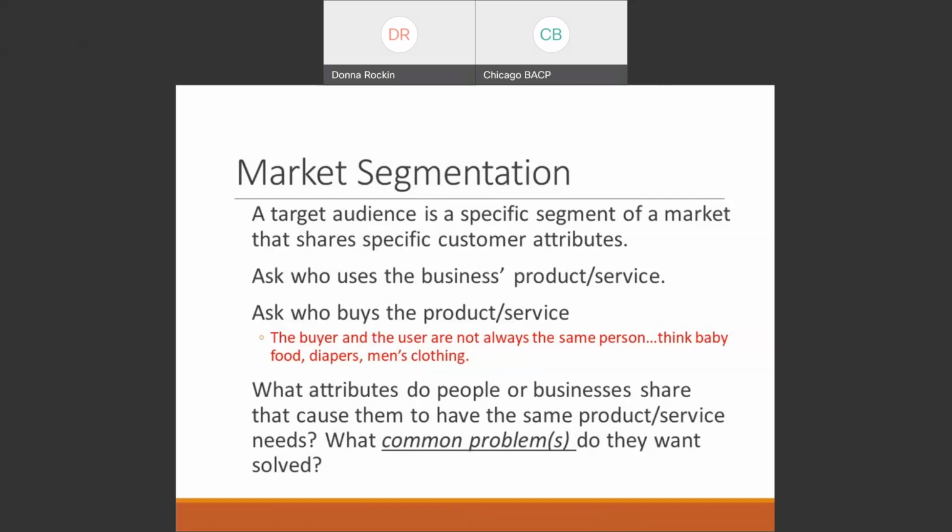What attributes do people or businesses share that cause them to have the same product or service need? What common problem or problems do they want solved? And that's very important, because I don't care how cheap Spot Hero is. If I don't drive, I don't care. I don't have a car to park. So the same way, if I'm a senior and a really old senior, and I'm not computer literate, I don't care what the prices are on Amazon. I'm not buying from them. I can't order online. So you really have to think about, and that's why stores will never completely go out of business, because some people also, especially when it comes to certain items, want to see or feel or touch. Yes, Amazon makes it easy to return things, but you still got to take it back. So think about, what common problems are you solving?